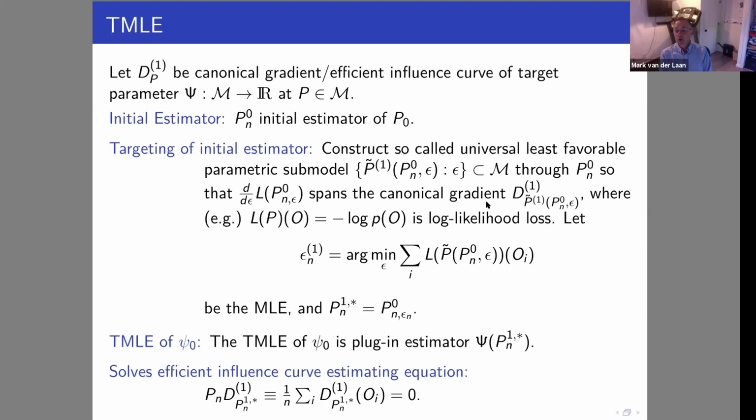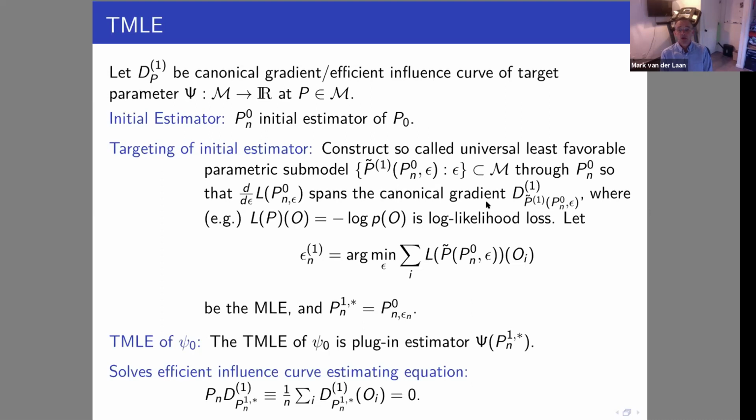And that's what gives us the bridge from a machine learning estimator, which will not provide inference, to suddenly this targeted estimator for which we will have inference and all that. So it's a simple MLE. As I say here, the epsilon n1 is just the maximum likelihood estimator. L is the log likelihood loss function. It can be generalized to other loss functions, but let's talk about log likelihood. And then you take your update.